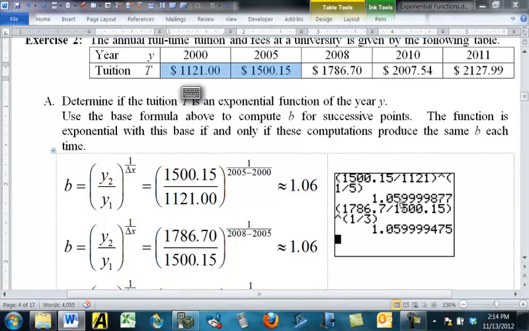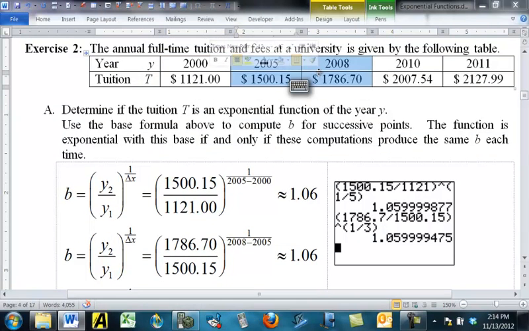It's really 1.06, at least that many decimal places: 1.06. The next one, I do these 2 points here. So the first one I did these 2 points, and the second one I do the second and third point for that pair.